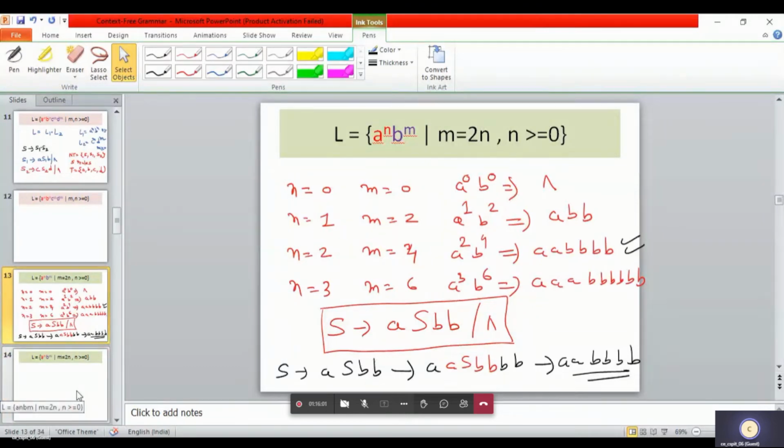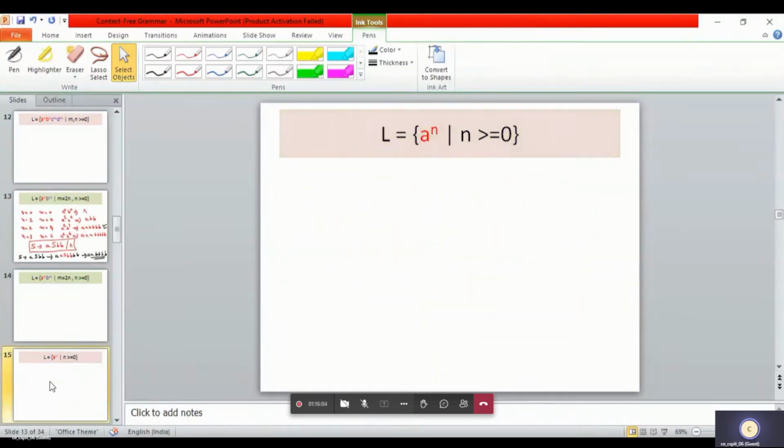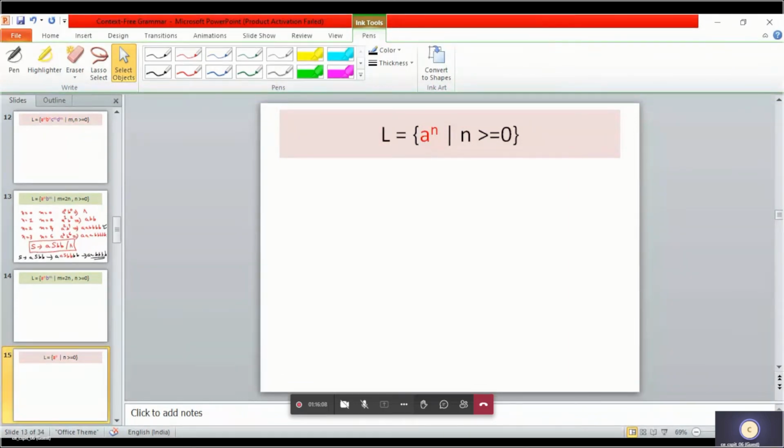Okay, can you suggest me a grammar for this? It is a very simple language. You can suggest me a grammar. A raised to N, N greater than or equal to 0. If anyone can suggest a grammar for this language, A raised to N. If you have a query, you can ask related to this or any other example which we have done. There is no problem.